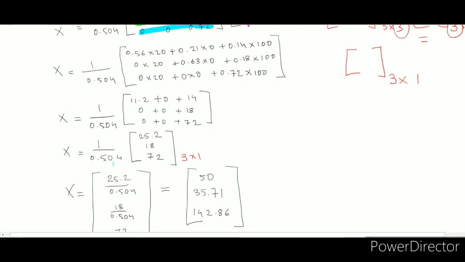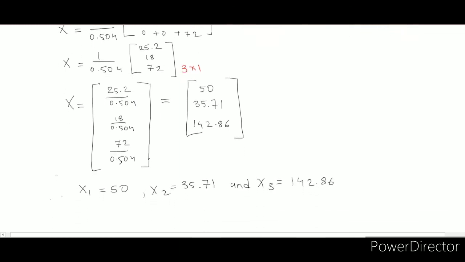Next, we simply divide each value by the determinant of I minus A, and that is how you get your X vector, or production matrix. So 50 will be the output of sector 1, or good 1, 35.71 will be the output of good 2, or sector 2, and 142.86 will be the output of the third sector, or the third good. That is how we find the correct levels of output to satisfy intermediate demand and final demand.